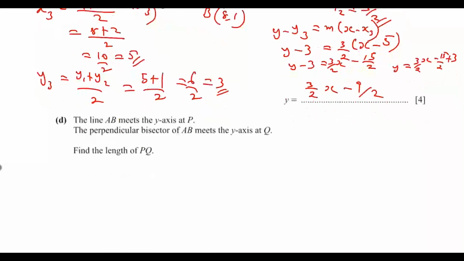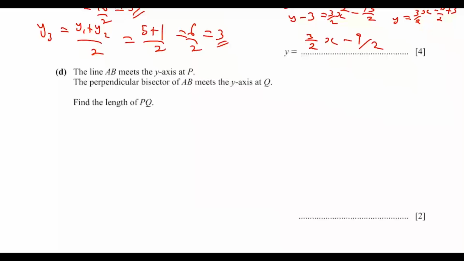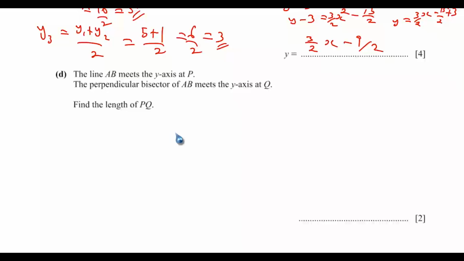Okay, so let's go to part D. The line AB meets the y-axis at P. Then the perpendicular bisector of AB meets the y-axis at Q. Find the length of PQ. So let's sketch this again. So this one will be, okay, let's draw this.